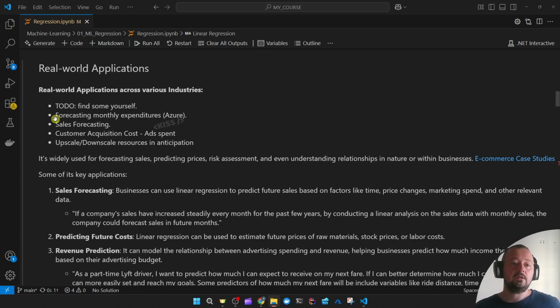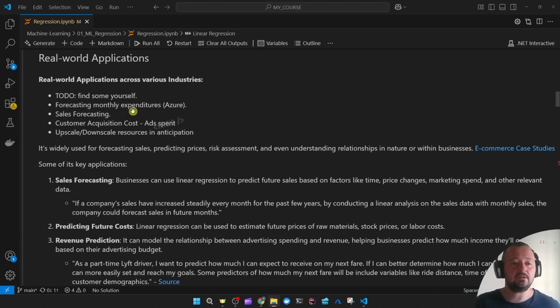I listed a few below. Forecasting monthly expenditures, which I found pretty useful in the Azure portal, basically projecting the estimated cost of my resource usage on Azure. Of course, it could be more complex than a few features. It could be more like a time series forecast thing that happens in Azure, but more about that later.